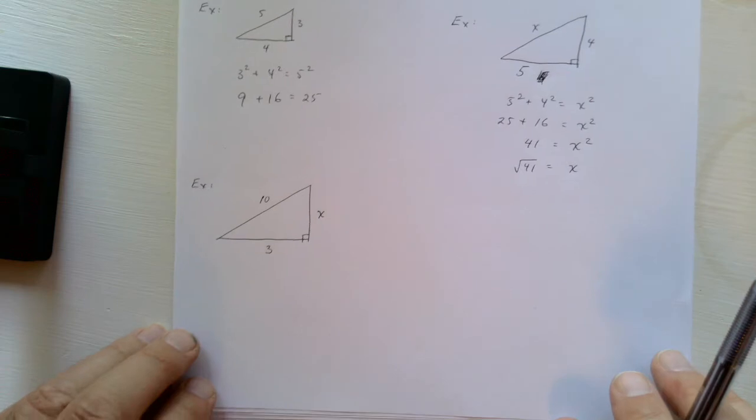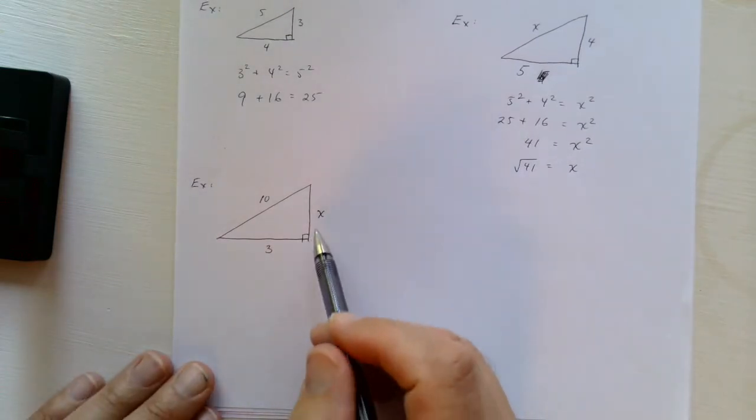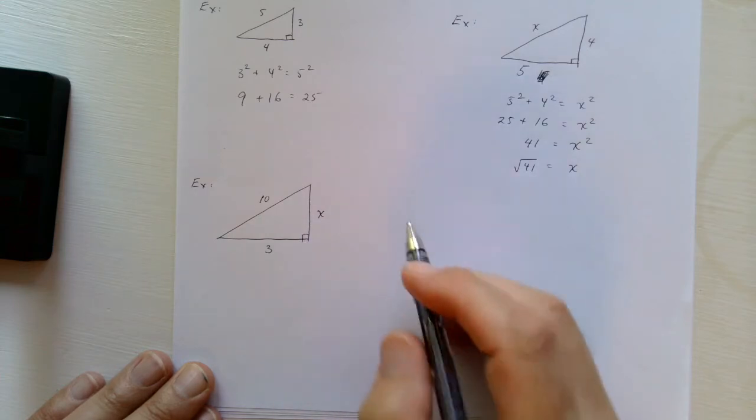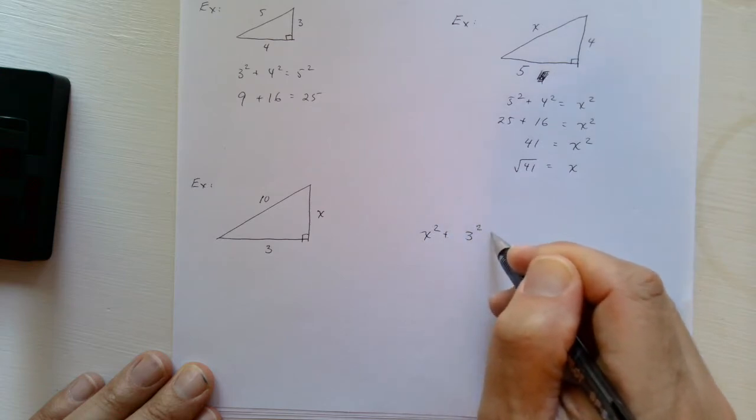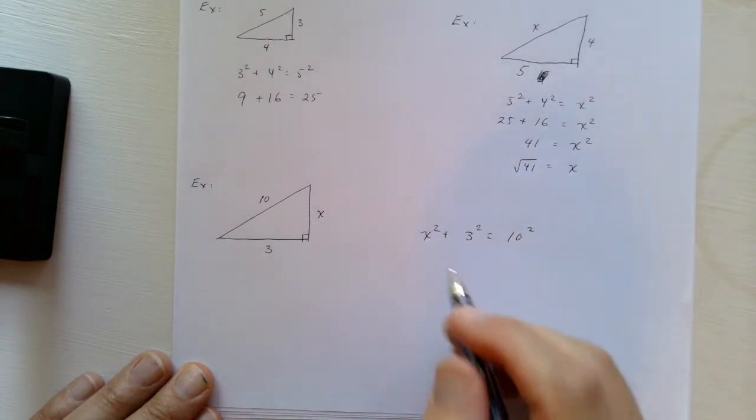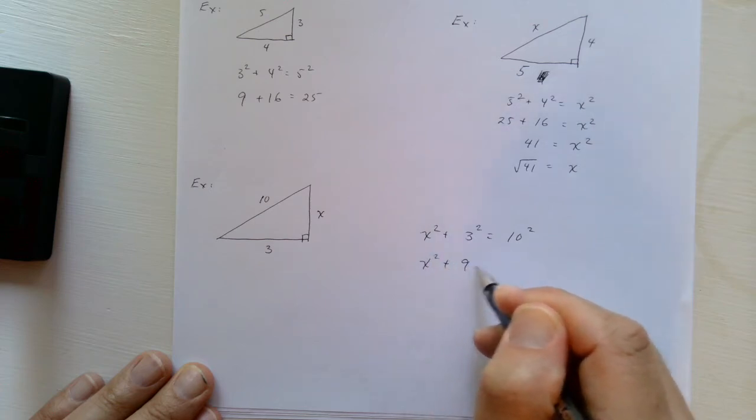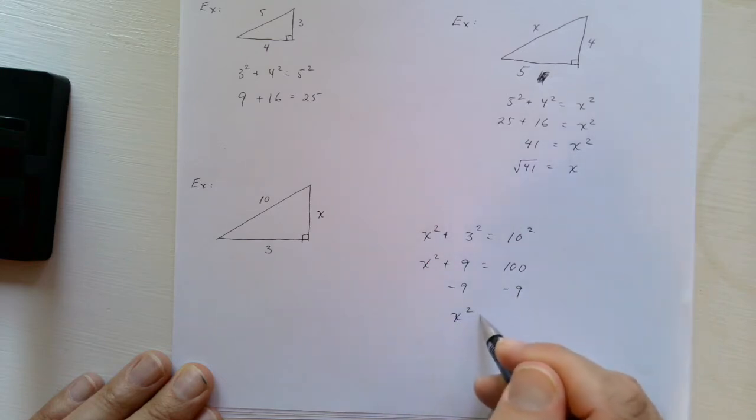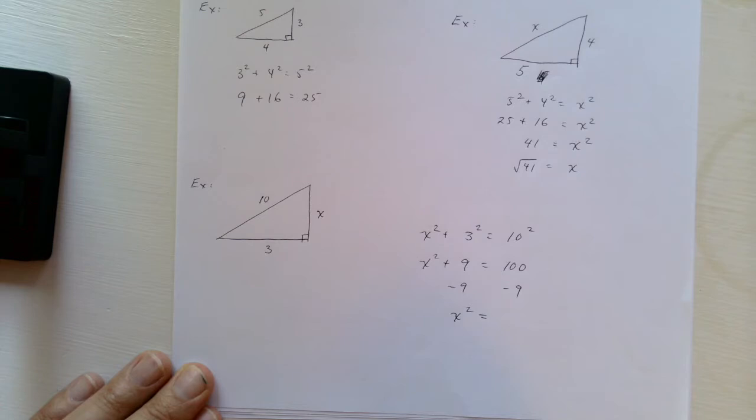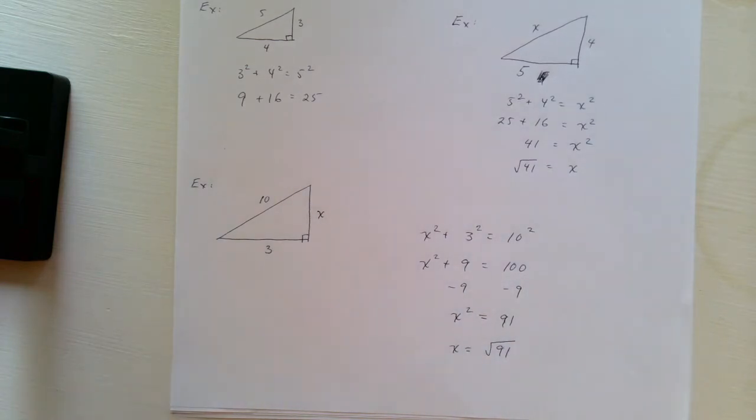Okay. If we wanted to do another example, in this case, x is the length of one of the legs, and 10 is the hypotenuse. So we can write x squared plus 3 squared is equal to 10 squared. And then x squared plus 9 equals 100. You can subtract 9 from both sides. We get x squared equals 100 minus 9. That's 91, I think. And then take the square root of both sides again, and we get x is the square root of 91. And again, you don't have to really get out your calculator. Just leave it like that.